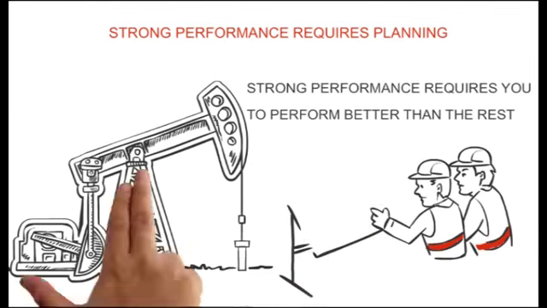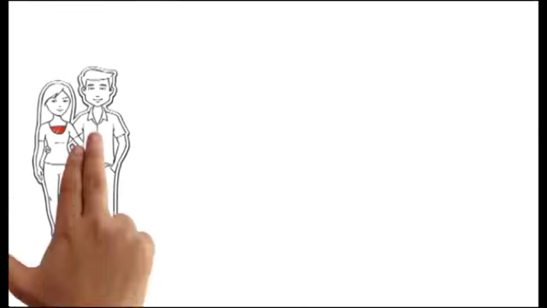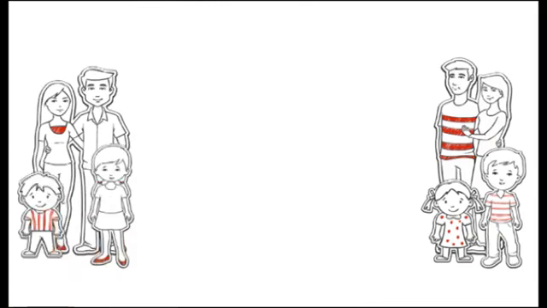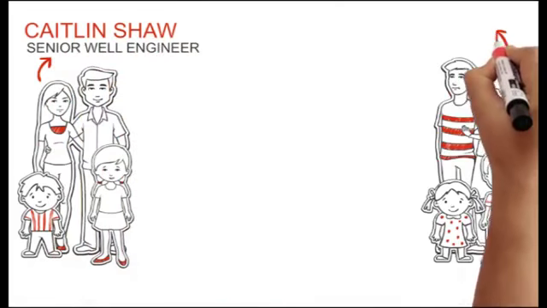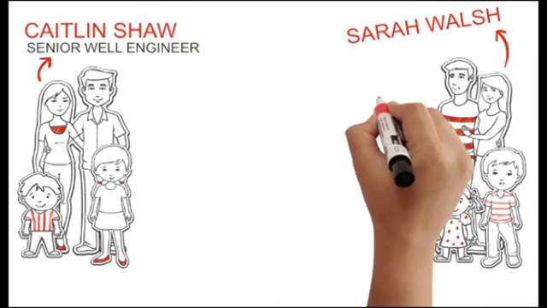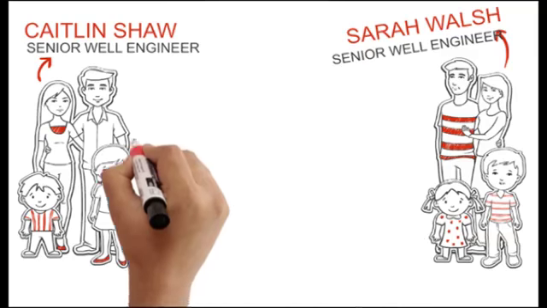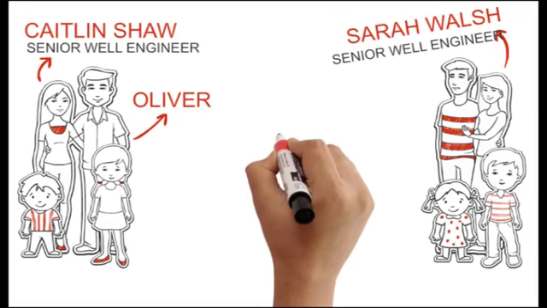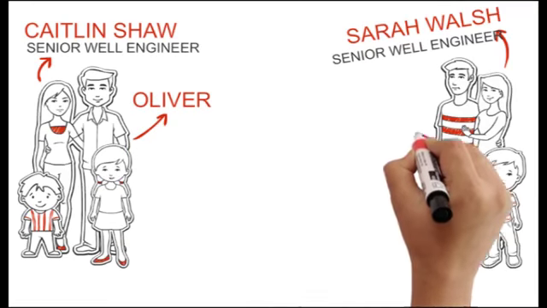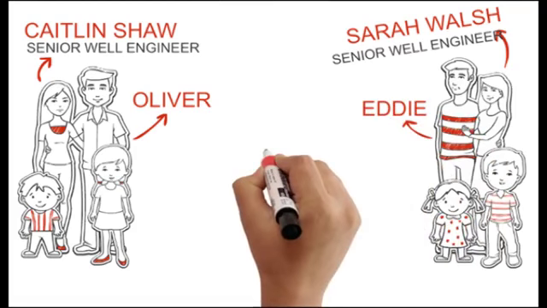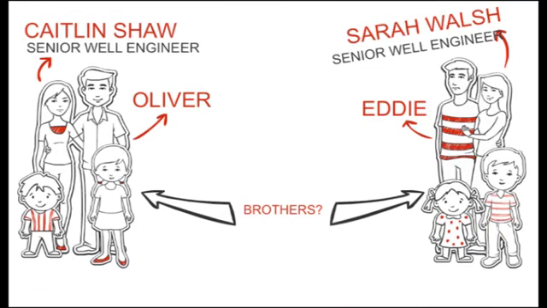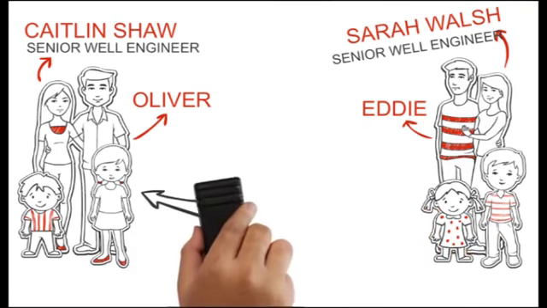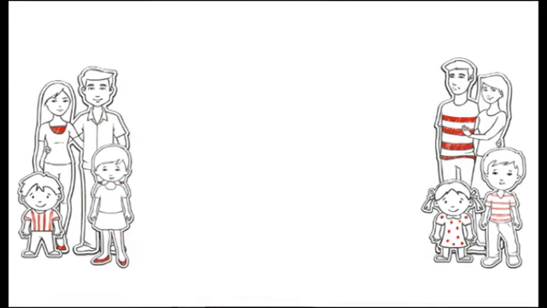Here, let me give you a more detailed example. Let's say you have two families. Caitlin Shaw, a senior well engineer, lives next door to her sister, Sarah Walsh, also a senior well engineer. Caitlin's husband, Oliver, is a stay-at-home dad. So is Sarah's husband, Eddie. In fact, let's say Eddie and Oliver are also brothers. Actually, that's probably too many coincidences.